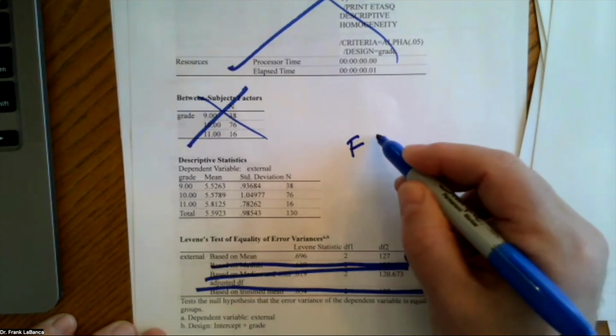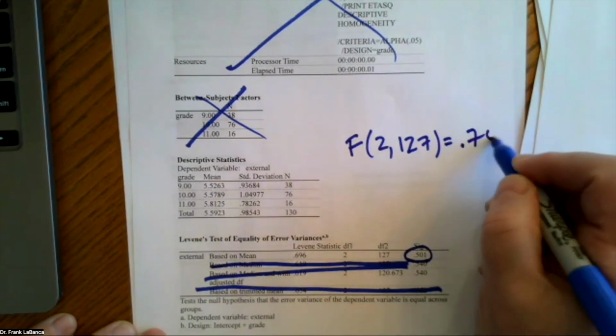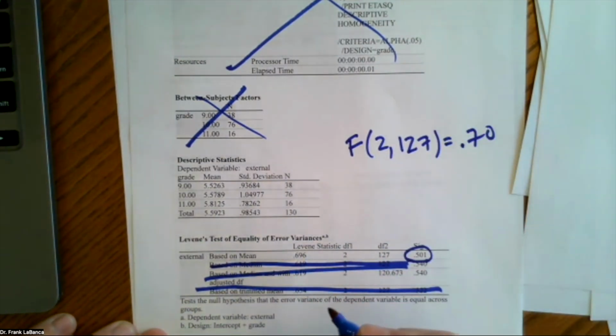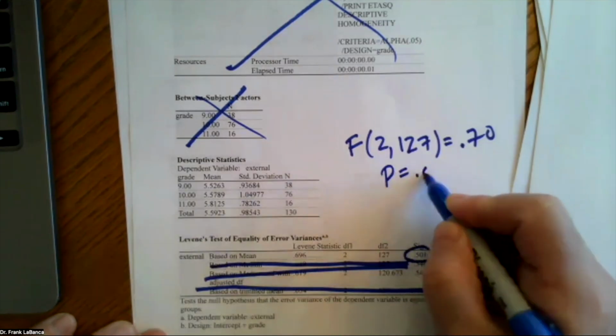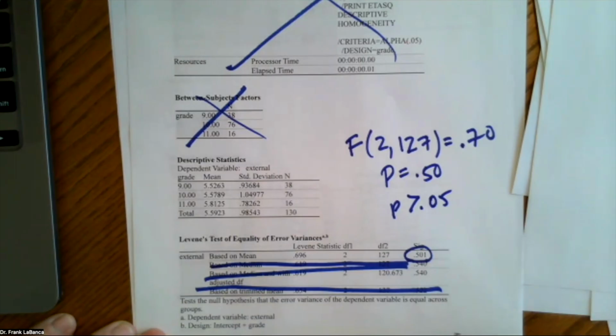Now we do the Levene's test, and we're doing it based on mean. So we'll get rid of these. And we'll see that the Levene's test is greater than 0.05. So we know there's no statistically significant difference in the variances. If we were writing that out, as we did the other ones, F(2, 127) = 0.70, and then P = 0.50, or P is greater than 0.05, whichever one you prefer to write.